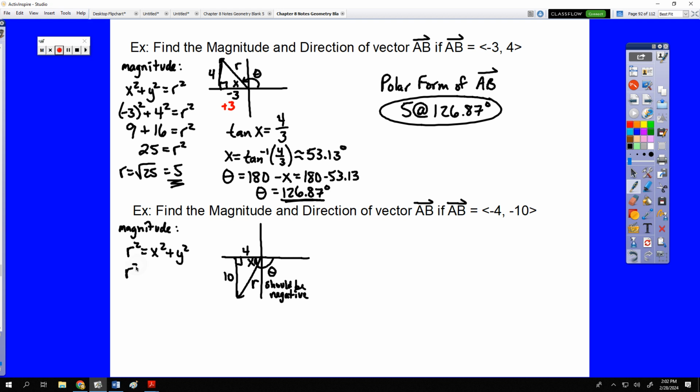So we have r squared equals 4 squared plus 10 squared, which would be 16 plus 100. So r squared is 116. We would then take the square root. 116 is not a perfect square. However, it is divisible by 4. It is 4 times 29, which means we can reduce it to 2 root 29 for our magnitude.